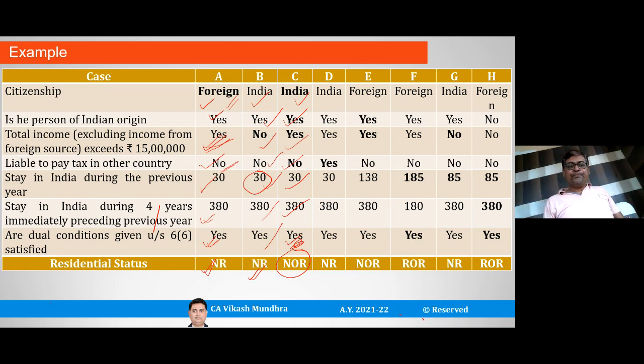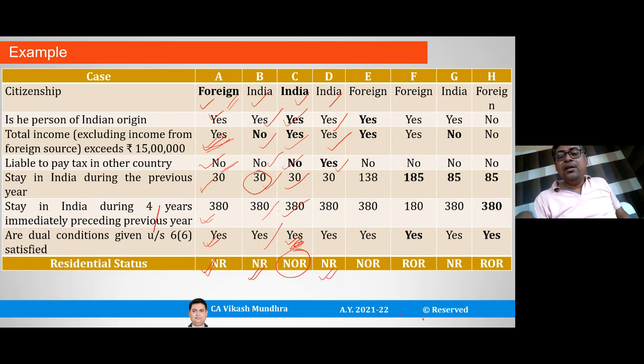Case number D. Citizenship, India. Person of Indian origin, yes. Total income exceeds rupees 15 lakh, yes. Liable to pay tax in any other country, yes. Since he is liable to pay tax in any other country, provision of section 6(1)(a) is not applicable. Number two, number of stay in India you are required to be examined. 182 days or more, no. 60 or more, no. He is a non-resident.